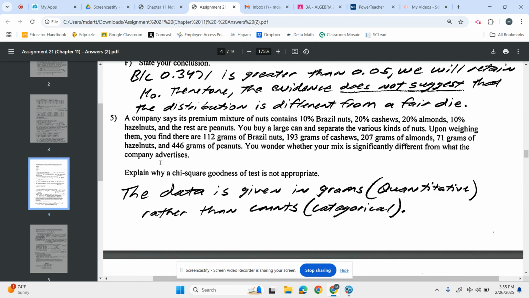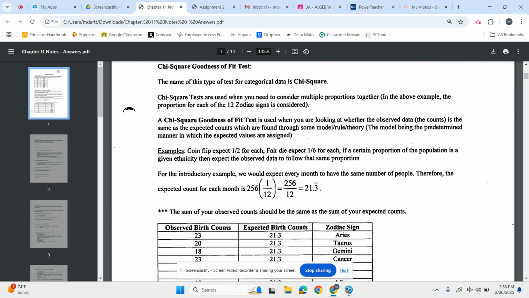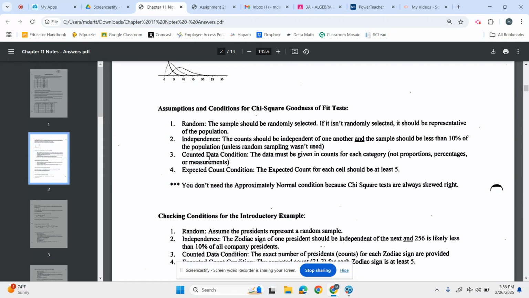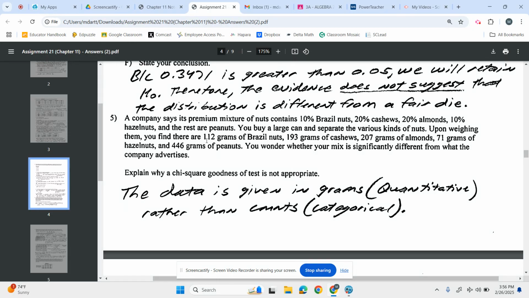All right, number 5. So here it says, explain why a chi-squared goodness of fit test is not appropriate. Now, anytime that something is not appropriate, it means a condition is not met. If you recall, for all of these, one of the conditions is the counted data condition. You must have counts, categorical. Well, in this case, grams. Notice it says 112 grams, 193 grams, 207 grams. That is a measurement, which means that this is quantitative. Remember, grams, a measurement, is quantitative. We want counts. So the condition is not met.